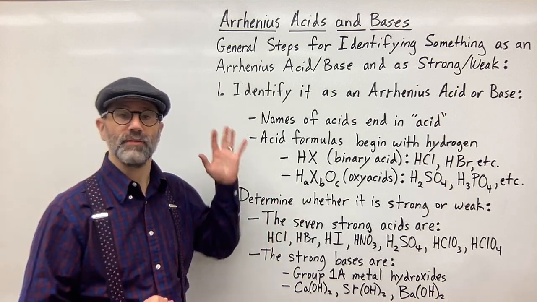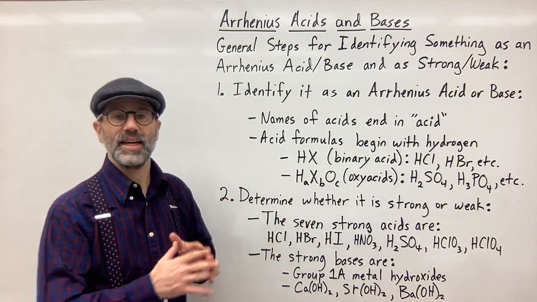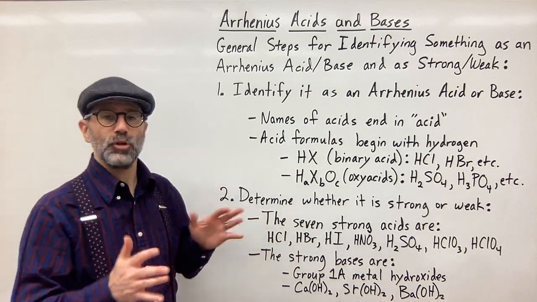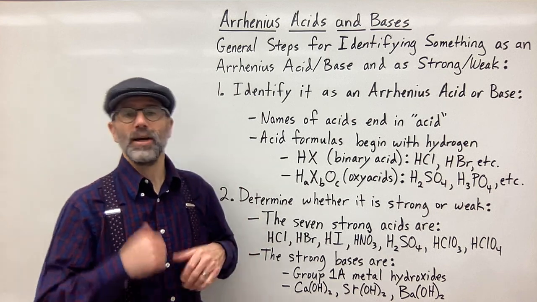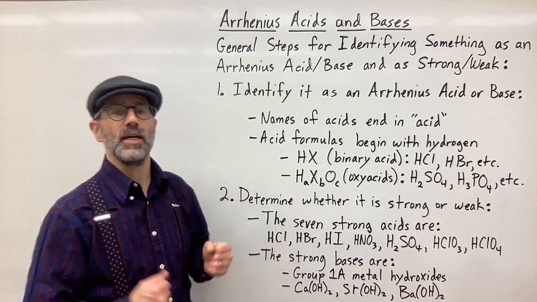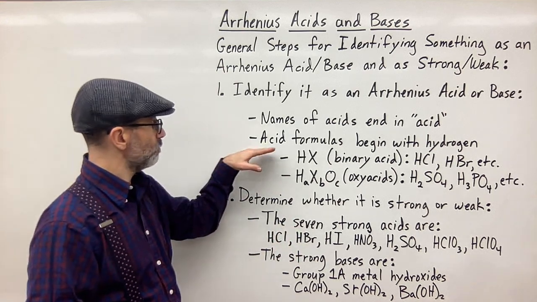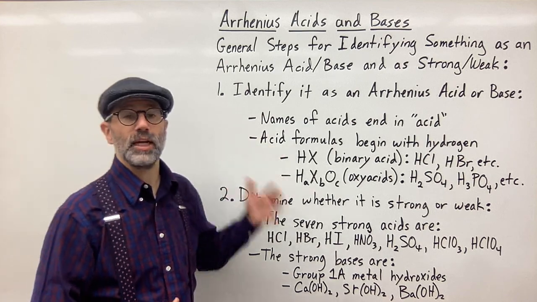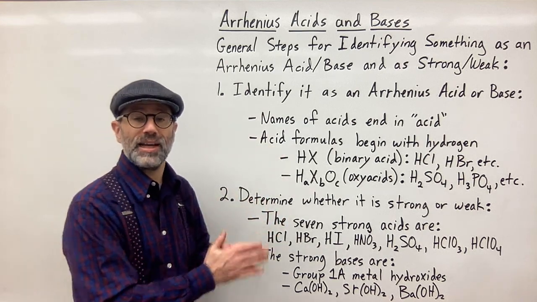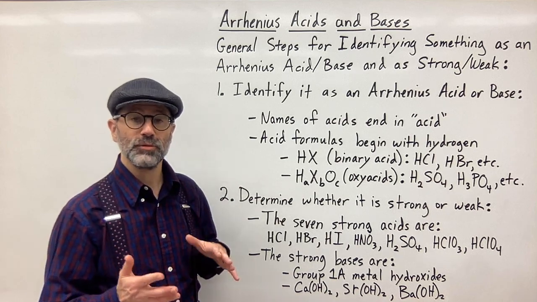So if you're looking at the name of the substance, if it says acid at the end, then it's an acid. But if you're looking at the formula and you want to identify it as a substance that is an acid or a base, if you want to identify it as an acid, one, the formulas are going to begin with hydrogen. If it begins with hydrogen, that's a dead giveaway that you've got an acid. And it could come in a couple of different forms.